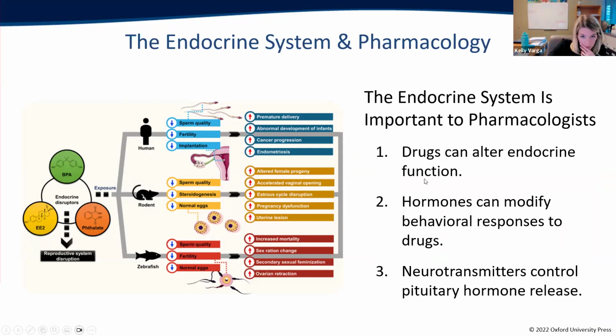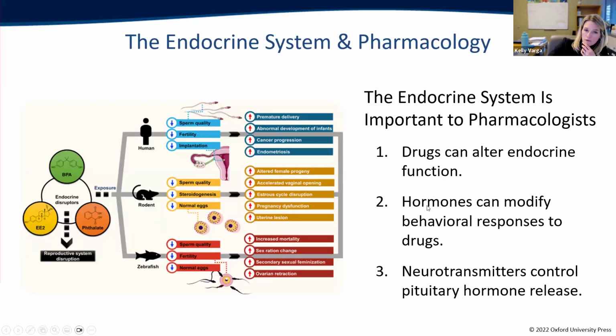So drugs can alter the endocrine function, things like BPA, things that we hear about in plastics, BPA free, BPA free. What does that mean? It is an endocrine disruptor. It can bind to and disrupt. And we've shown this multiple times in humans, rodents, things like zebrafish. It disrupts in a lot of different models. It can lead to things like premature delivery. It can affect sperm quality. It can lead to fertility issues overall, affect the implantation of the embryo into the uterus, right? Cancers.